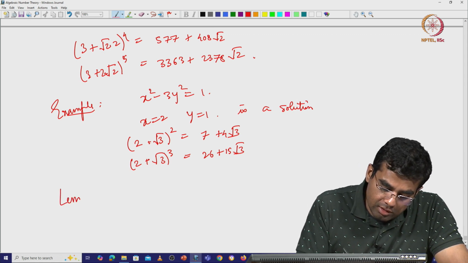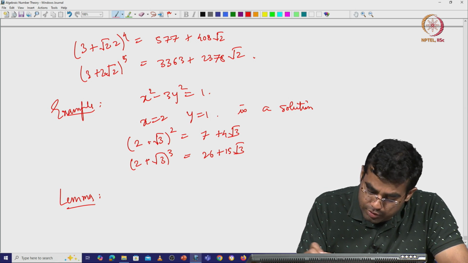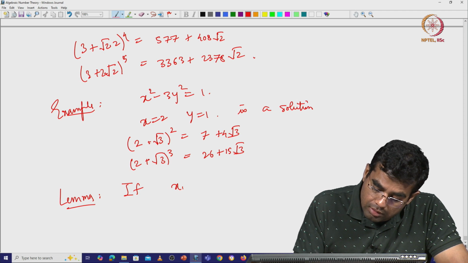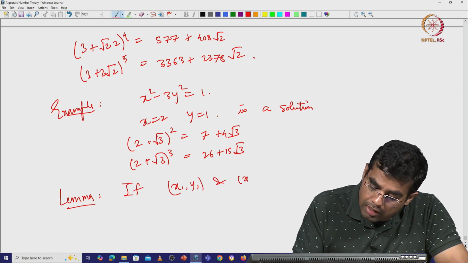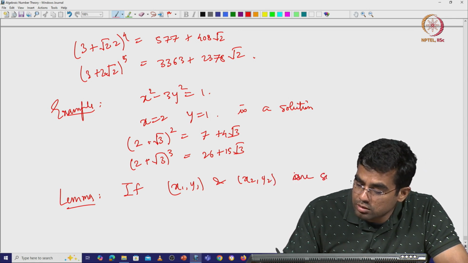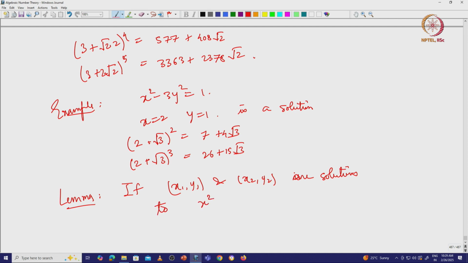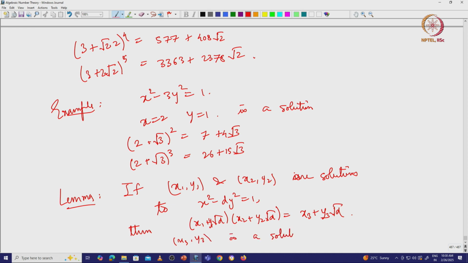Now, not only by taking powers, but you can also multiply two solutions to get another solution. So, if x1, y1 and x2, y2 are solutions to x square minus dy square equals 1, then you take x1 minus y1 square root of d, x2 minus y2 square root of d, and you write the product as x3 minus y3 square root of d. You can put minus or plus, it does not matter. Then x3, y3 is also a solution, and I am going to leave this as an exercise. You just have to take the norm, and the fact is that the norm is multiplicative.